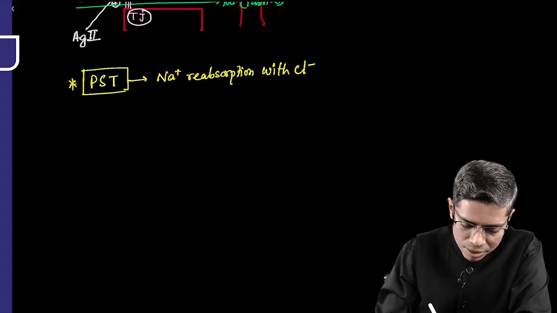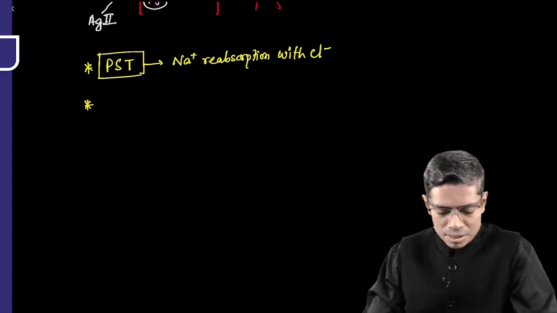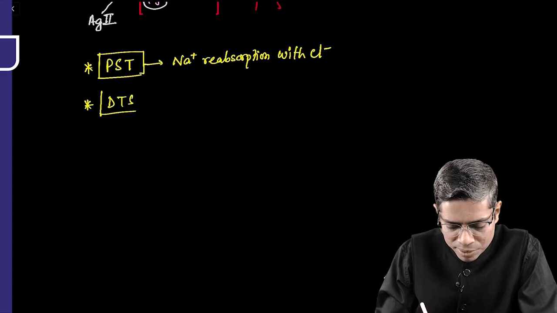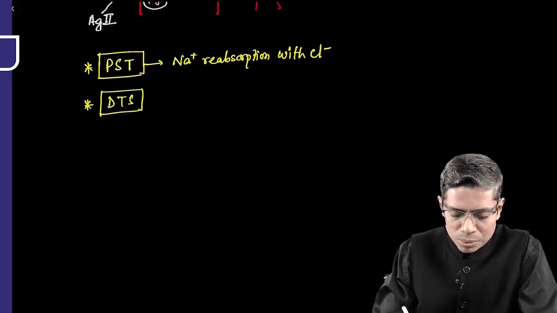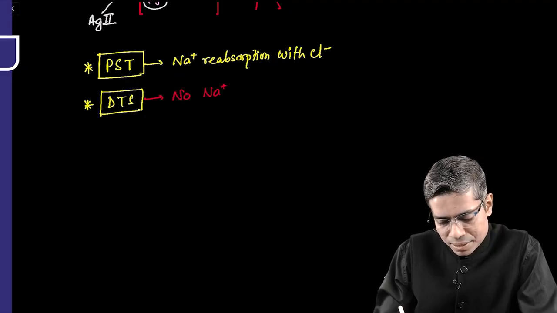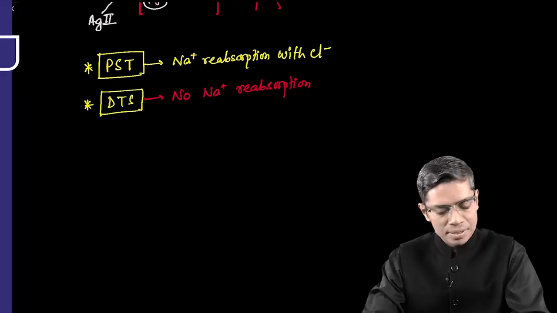Then the next part of the nephron, after the proximal straight tubule, is nothing but the descending thin segment of the loop of Henle. Is there any sodium reabsorption here? The answer is no. So no sodium reabsorption at this descending thin segment, right?